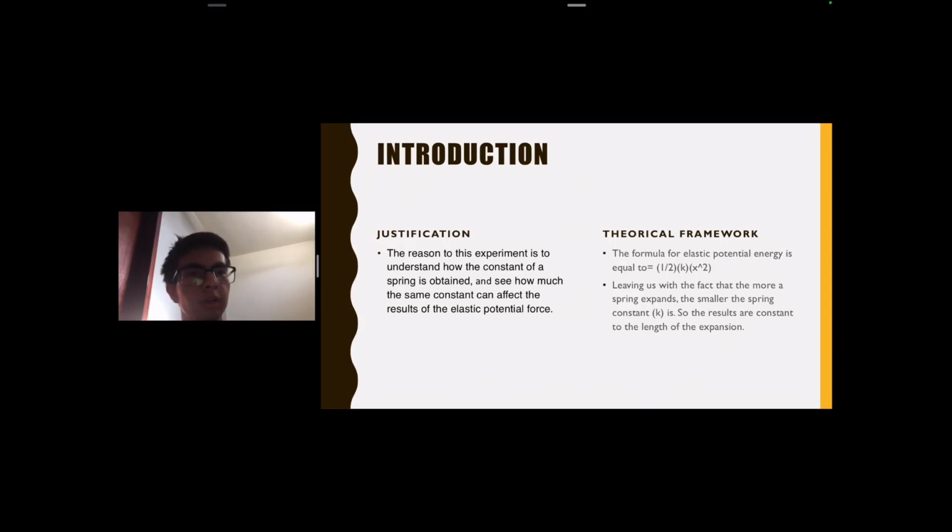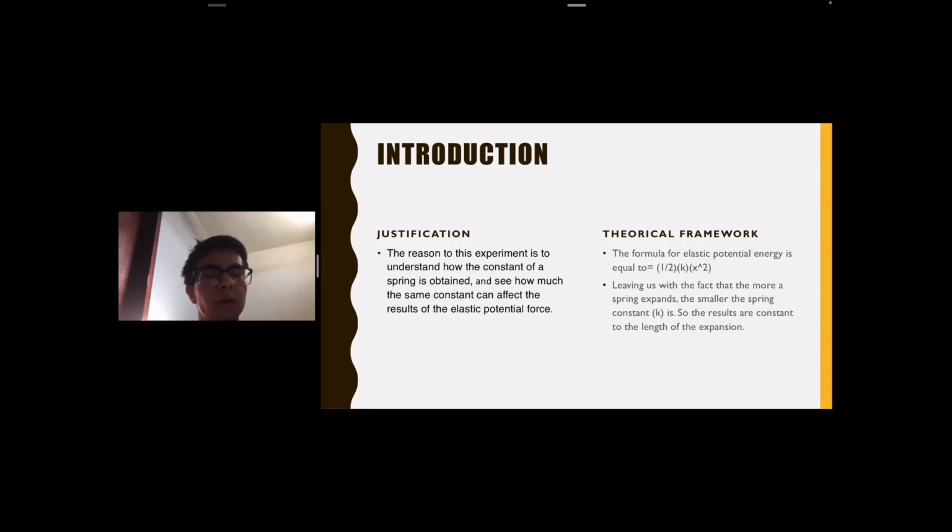The introduction. First of all, the justification of why I made the experiment. The reason was to understand how the constant of a spring can be obtained and to see how much that constant can affect the results of the elastic potential force.